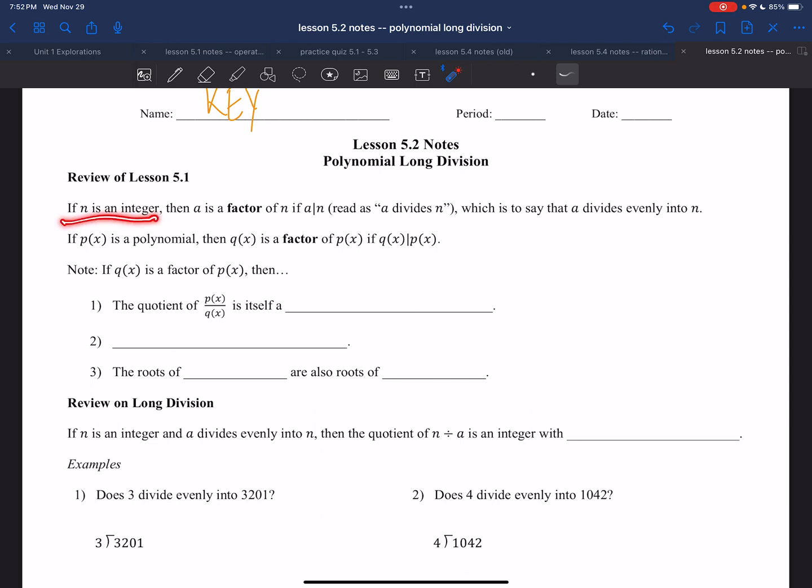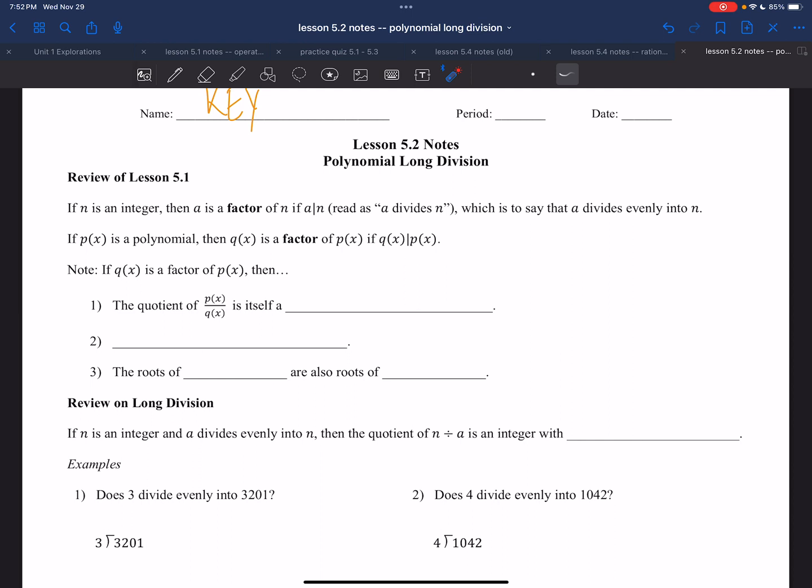If n is an integer, then a is a factor of n if a divides n. That's what that says. It says a divides n. Doesn't mean a divided by n. That's not what that means. It means a goes into n. It divides evenly into that number, right? And as a quick review, we say that 6 divides 12 because 6 goes evenly into 12. 8 does not go into 12, right? So we would say that 8 does not divide into that. 6 is a factor of 12, 8 is not.